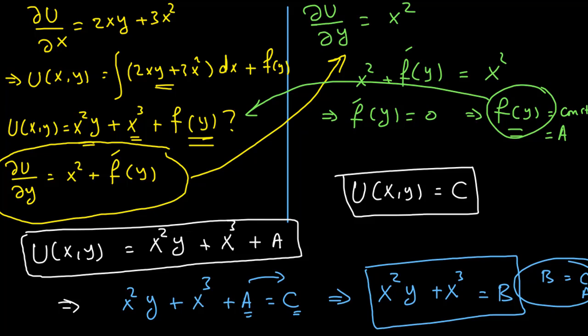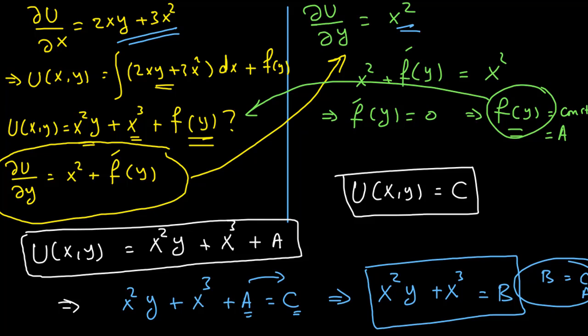The last step that we need to do here is to check our solution, and this is very simple. To check our solution, we have to make sure that partial u by partial x is equal to this one here, and partial u by partial y is equal to this one here. If this is satisfied, then the general solution that we have satisfies the given differential equation.